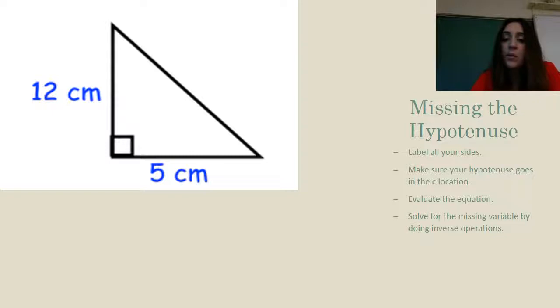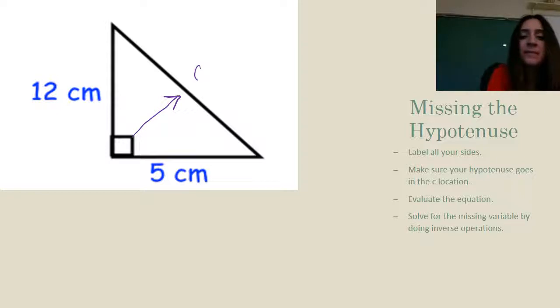Okay, now this one we're actually missing the hypotenuse. As you can see, directly across from my right angle is my C, my hypotenuse, and I don't have my hypotenuse in this one, so I need to solve for it.